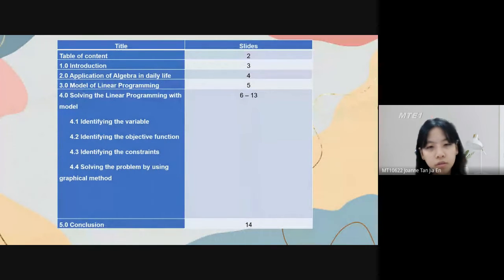This table of contents shows the number of slides and pages for each title, including introduction, application of algebra in daily life, model of linear programming, solving the linear programming with model, which includes identifying the variable, identifying the objective function, identifying the constraints, and solving the problem by using graphical method, and the last one, conclusion.